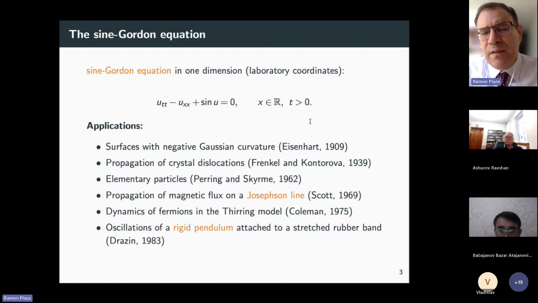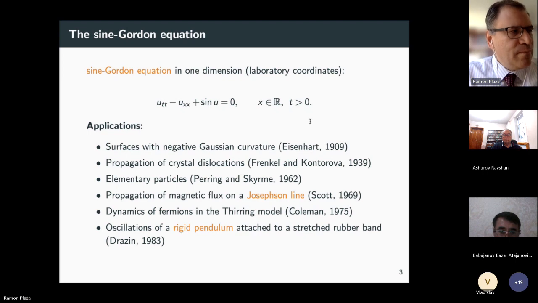As you know, this is an important equation in mathematical physics. It appears in many applications, in many situations. As far as I know, the first time that it was derived was in a book on differential geometry by Eisenhardt in 1909, in the study of surfaces with negative Gaussian curvature. But it appears in many other applications, especially in physics and also in biology. So it seems to be a model, an approximating model that pops out in many applications.